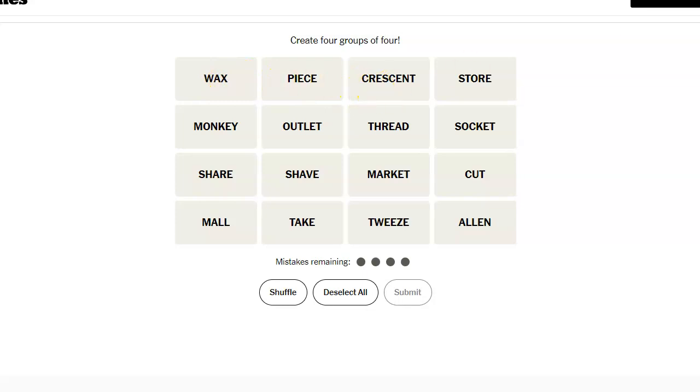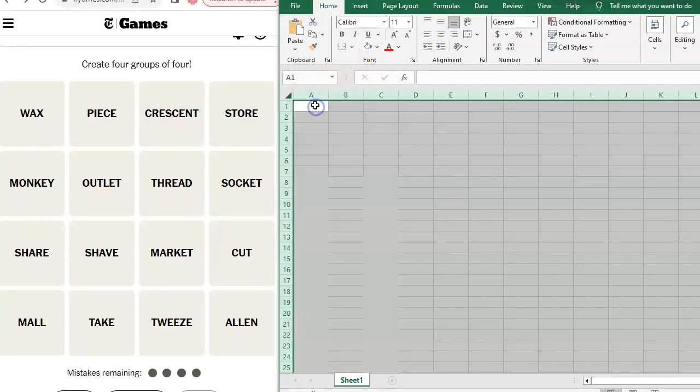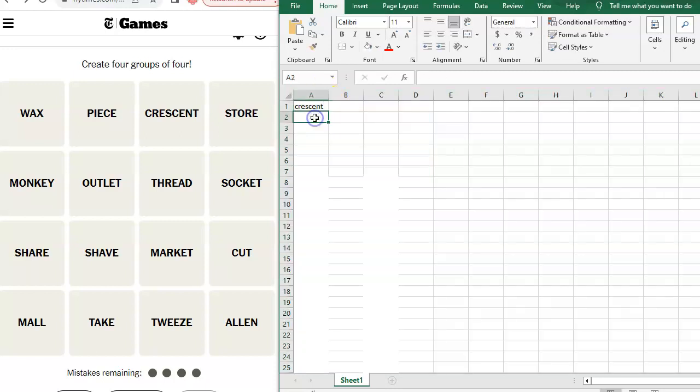I see types of wrenches, right? I see a crescent wrench. I see a monkey wrench. I see a socket wrench. And I see wax wrench, piece wrench, store wrench, outlet wrench, thread wrench. Is there such a thing as a thread wrench? I'm thinking maybe there is.